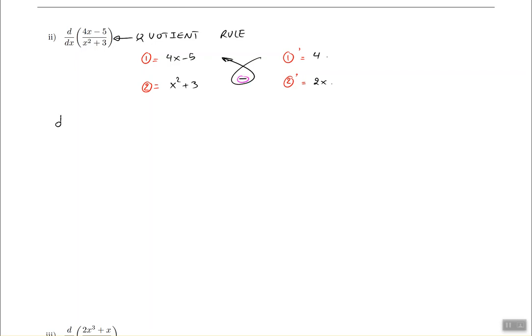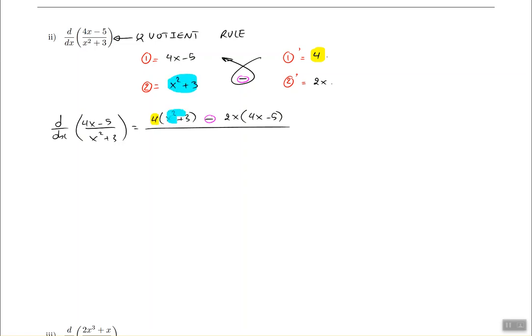So in other terms, the derivative of the question, which is (4x minus 5) over (x squared plus 3), is going to be a massive fraction. And we multiply the 4 with x squared plus 3. Then we subtract the 2x product with 4x minus 5. Okay, so this minus comes from the fact that this is a quotient rule. The 4 goes first, the x squared plus 3 goes next, the 2x goes next after the minus, and then finally the 4x minus 5 is at the very, very end.